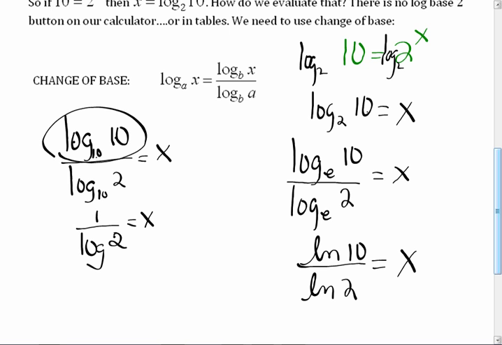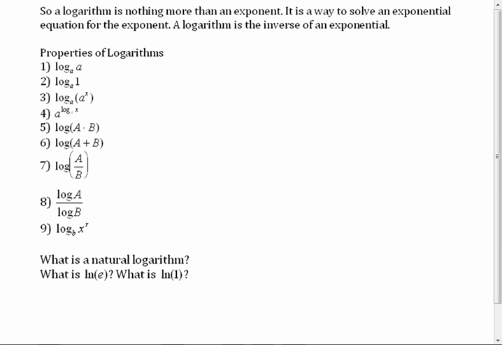Could have picked 11. That would have been a little nicer, because then it would look similar to that. It's either going to be LOG or LN. Now, if you have an 84, there's a button on the calculator. So that's kind of nice. Okay, so let's look at our properties of logs.